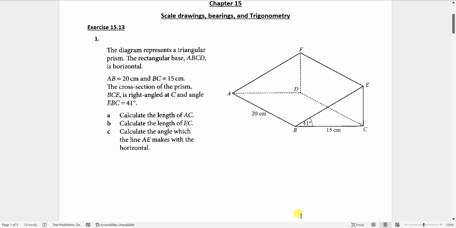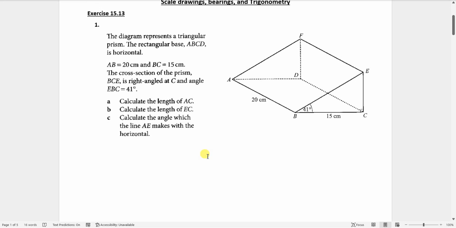So chapter 15, the chapter is scale drawings, bearings and trigonometry. So question 1, the diagram represents a triangular prism. The rectangular base ABCD is horizontal. AB equals 20 centimeters, BC equals 15 centimeters. The cross section of the prism BCE is right angled at C and angle EBC equals 41 degrees.